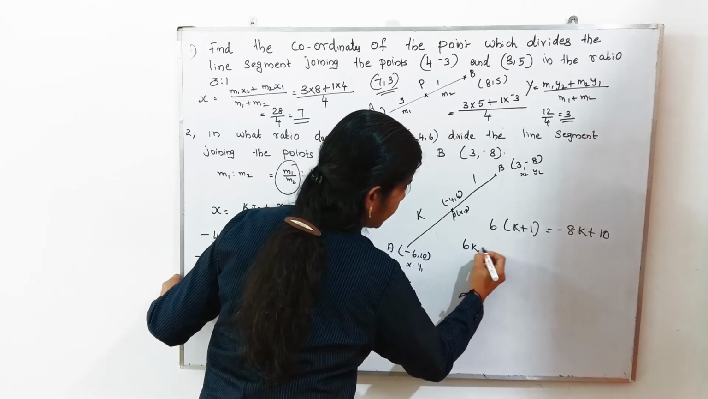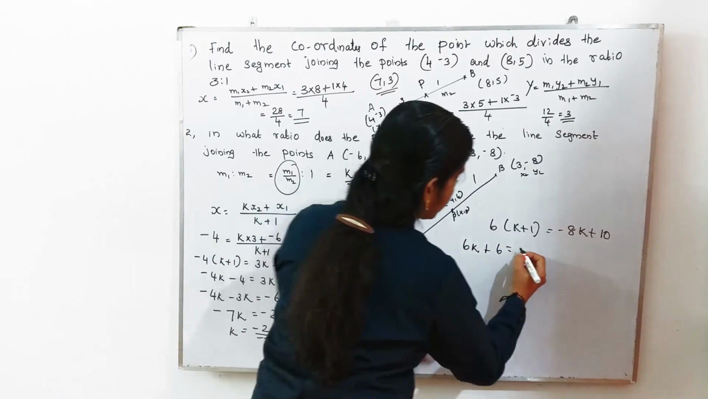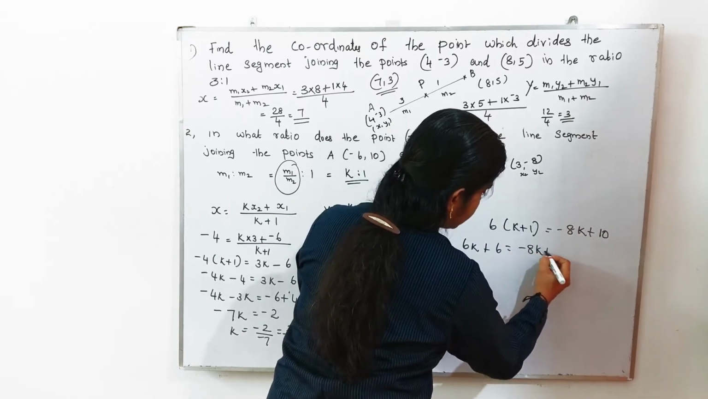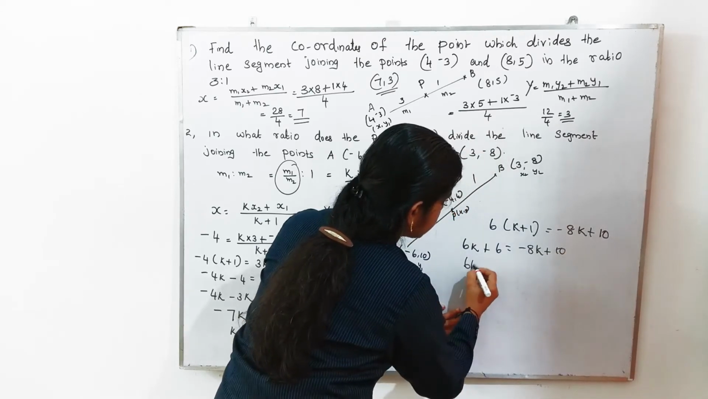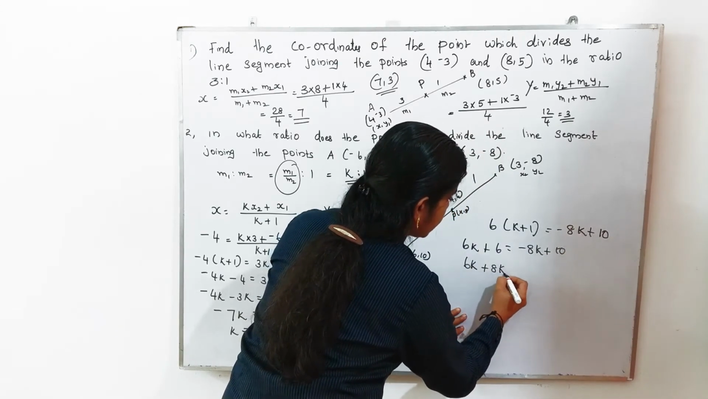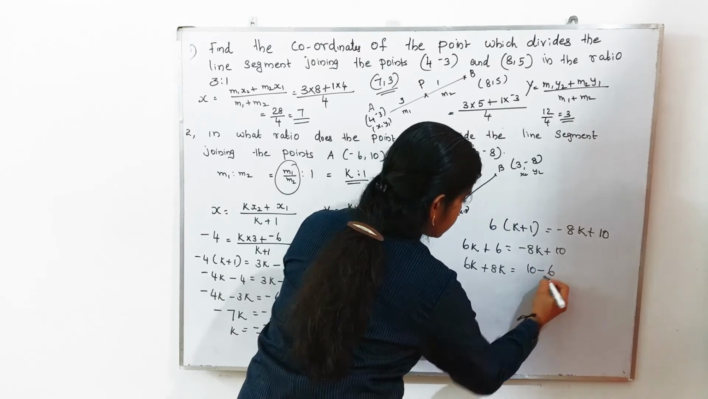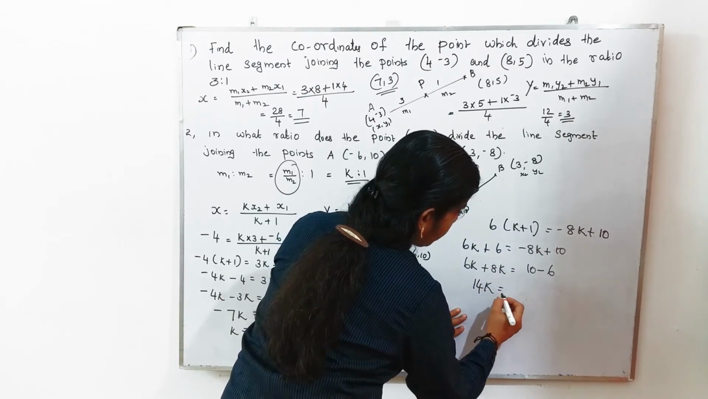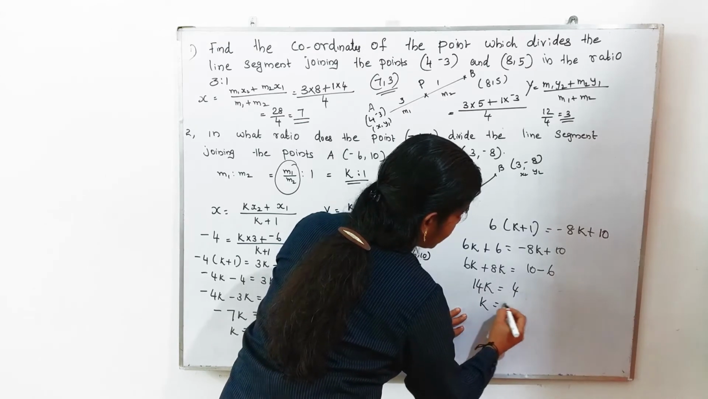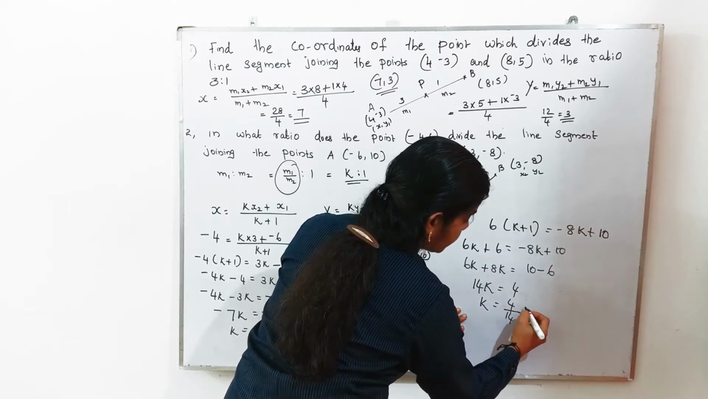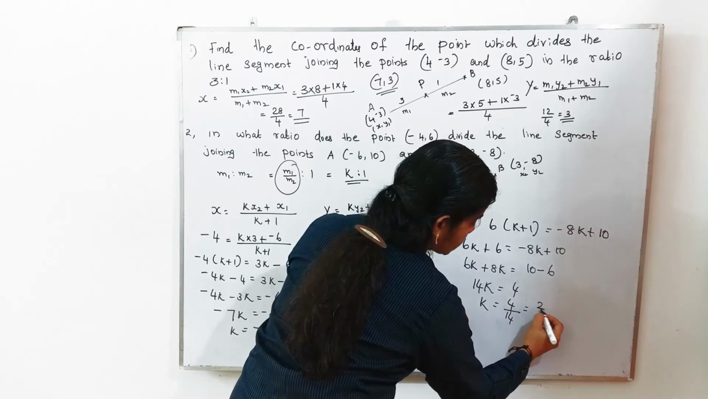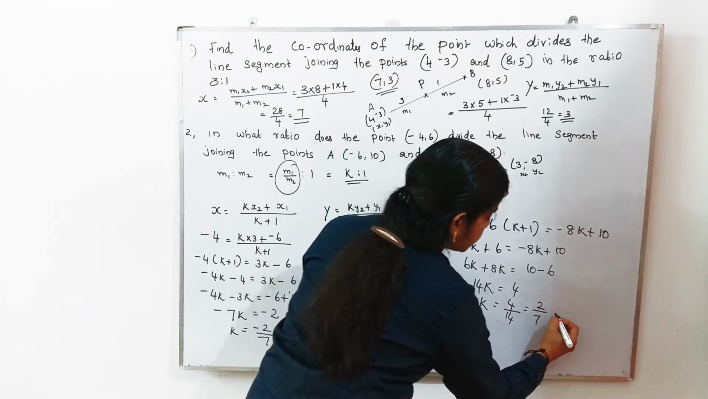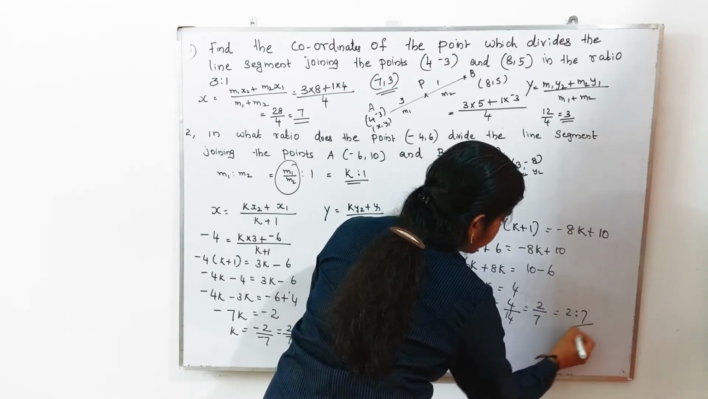Then 6k plus 6 is equal to minus 8k plus 10. Then 6k plus 8k is equal to 10 minus 6. Then 14k is equal to 4. K is equal to 4 by 14. We can make it smaller, that is equal to 2 by 7. So the ratio is 2 is to 7.